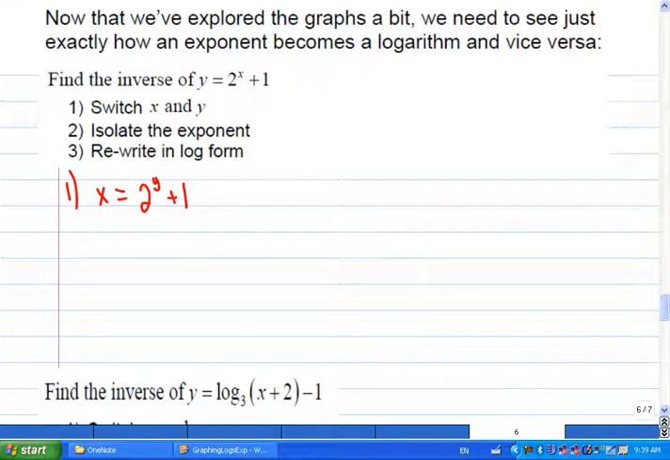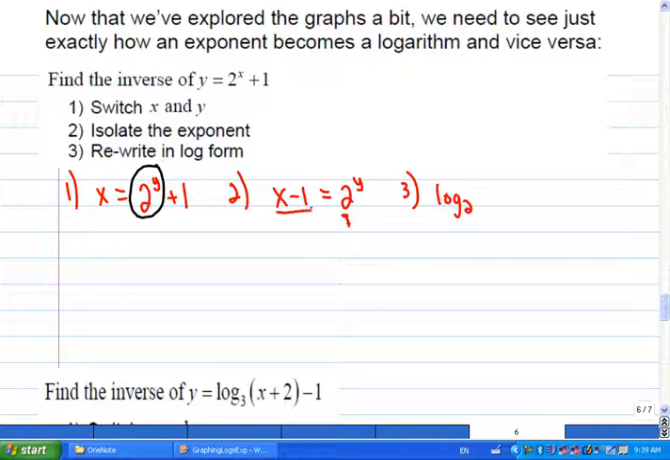Isolate the exponent. So what I mean is I want this to be all by itself. I don't want anything near it. So I'm going to, for step 2, make this x minus 1 equals 2 to the y. And then for step 3, I want to rewrite this in logarithmic form. So this is log in base 2 of x minus 1 equals y. And that's the inverse function of this.